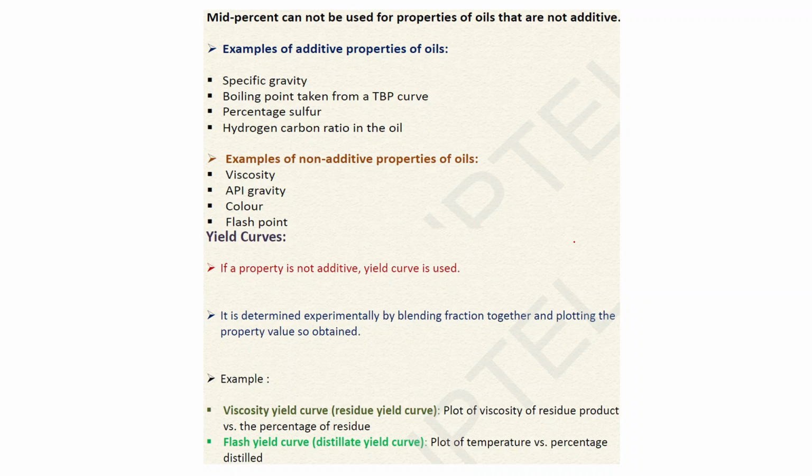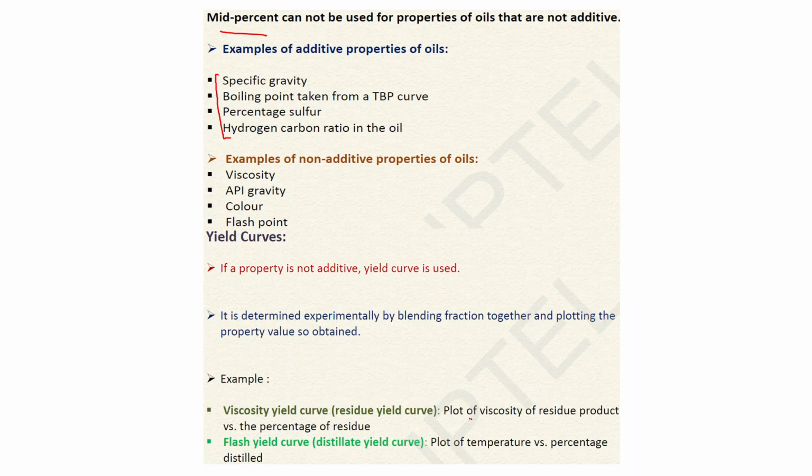This mid percent curve method is used for the properties which are additive in nature. Some of the properties of the crude oil are additive and some are non-additive. The additive properties can be determined using this mid percent method, but those which are not additive in nature cannot. For the properties which are not additive, yield curves are drawn. It is determined experimentally by blending different fractions together and plotting the values so obtained.